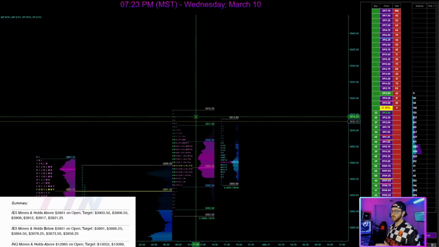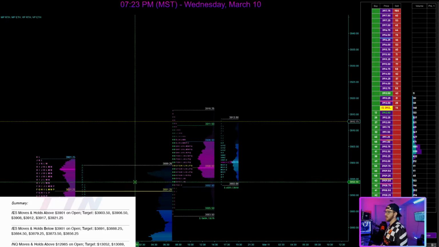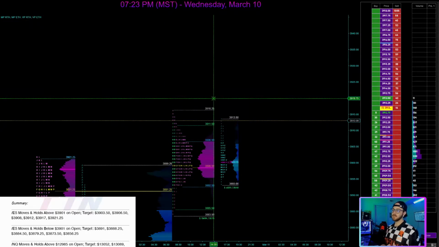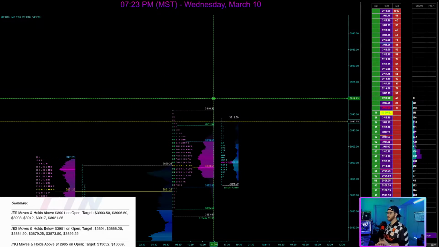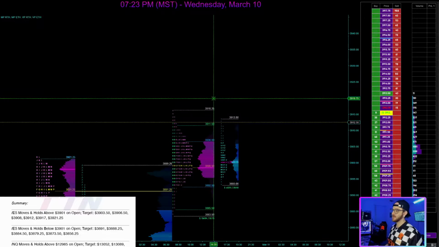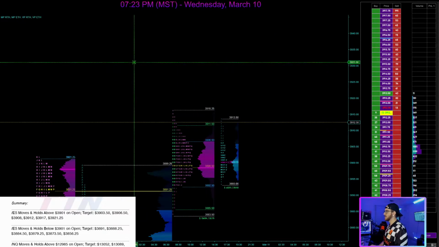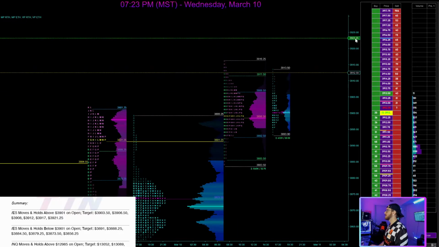So if we move on, you can see that we did not hit the 3917 level. We did not hit 3921.25. So we got 4 out of 6 upside targets hit on ES, and to the downside, the 3891 level was hit. You can see that was the point of control from the March 9th session.